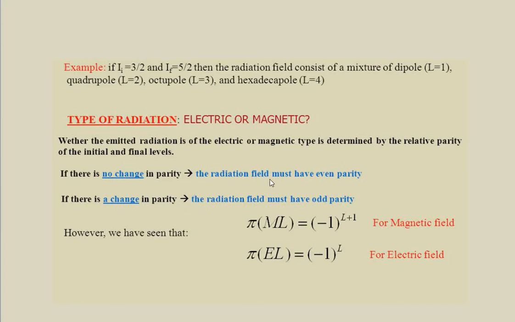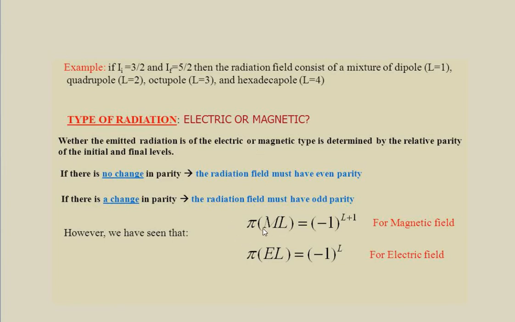Our radiation field must have a definite parity. That is, plus or minus parity in the initial state and plus or minus parity in the final state, like angular momentum conservation, there is conservation of parity: pi_i equals pi_f times the parity contribution from the gamma decay. That is the parity change.